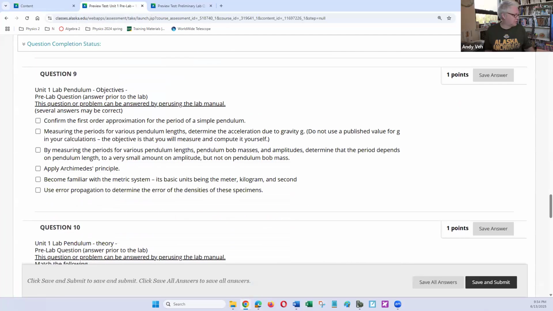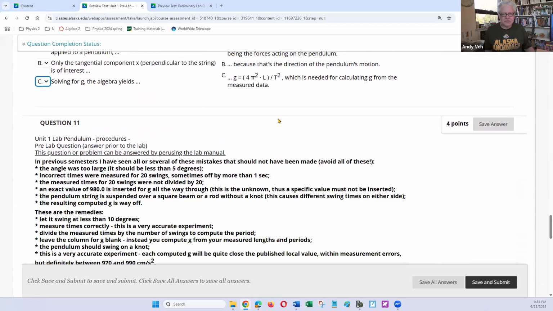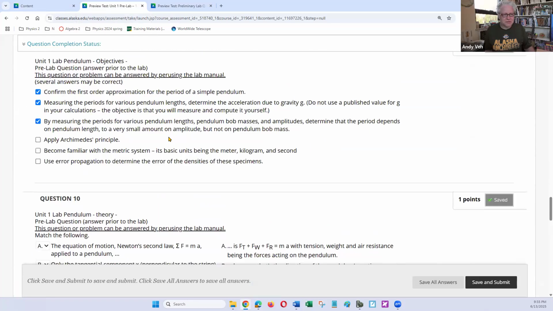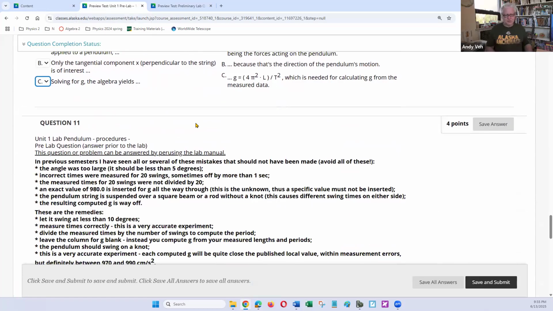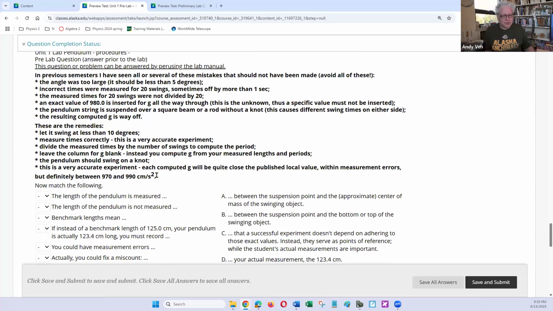So objectives for the pendulum, the first 3, if you read carefully through this. The theory for the pendulum, they go straight across. Newton's second law plays in here, and when we solve for it, we come up with g, the acceleration due to gravity. That's the objective of the pendulum. We're in Alaska, so we have to come up with something really close to 982 centimeters per second squared. Because it's very accurate, this is what you should come up with in that range.